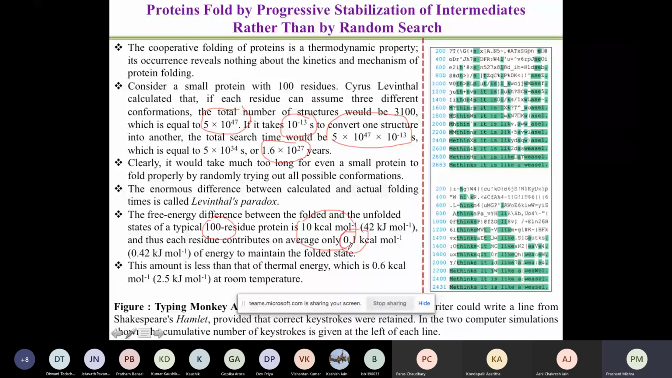So when I talk about 1 kilocalorie per mole, recall that we have discussed around 0.6 kilocalorie per mole at room temperature, which makes the protein stable. So stabilizing a protein is through a different process, and we will be talking about that.